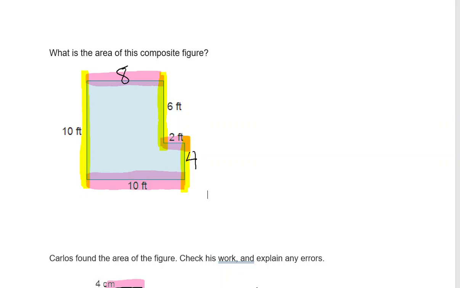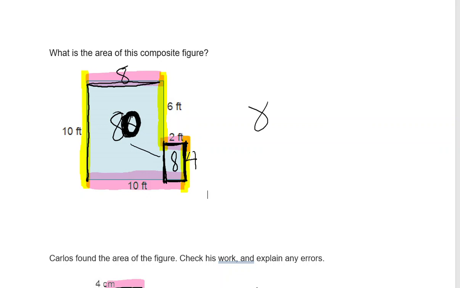Now we can divide it up however we want. I'm going to do one simple little line right here to cut off this part of the shape. And we can see that would be 2 by 4, which is 8. And then this is 8 by 10. I'm sorry, 8 times 10 is 80. I got ahead of myself. And when we add these two pieces together, 8 plus 80 is 88 feet squared. That's one way you can cut that up.